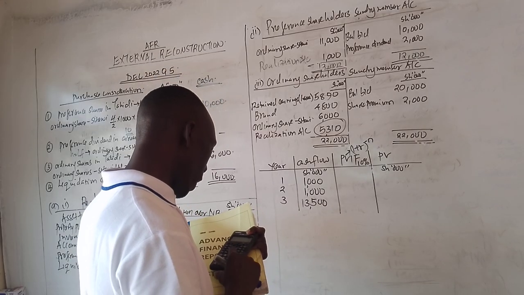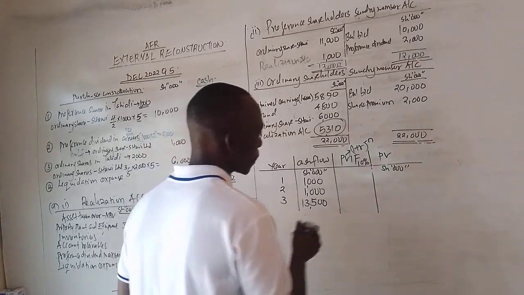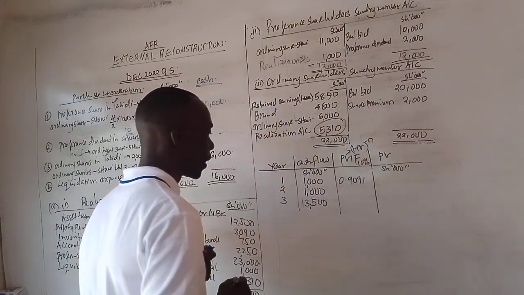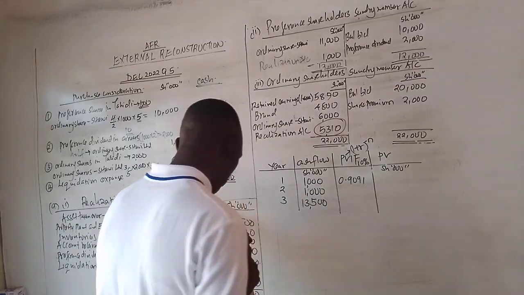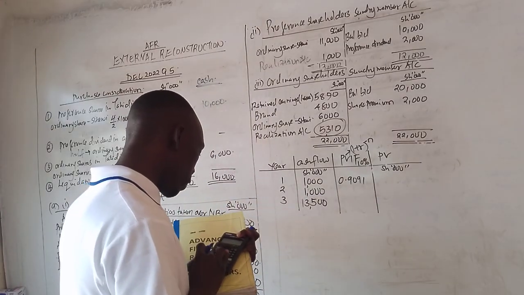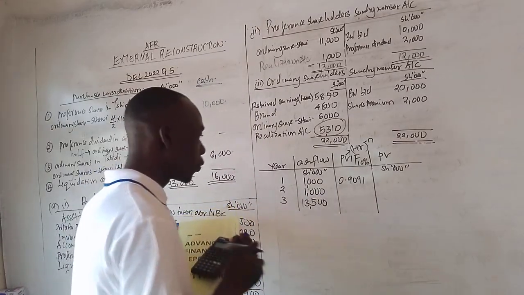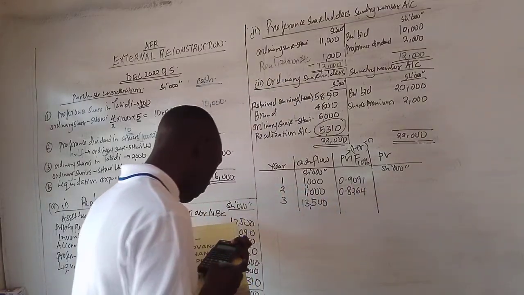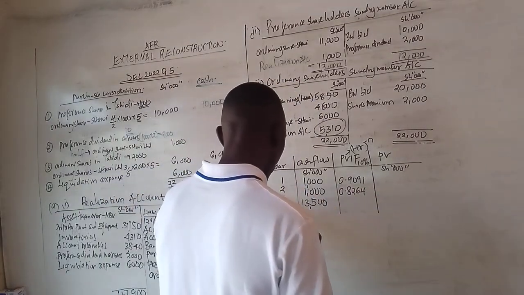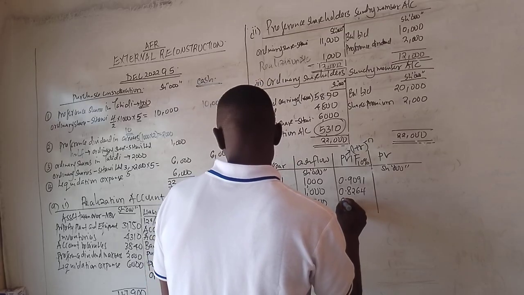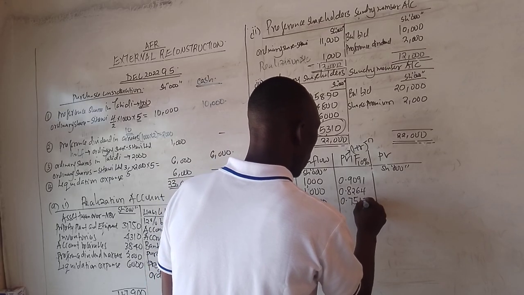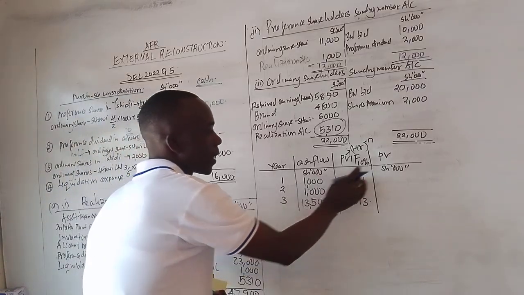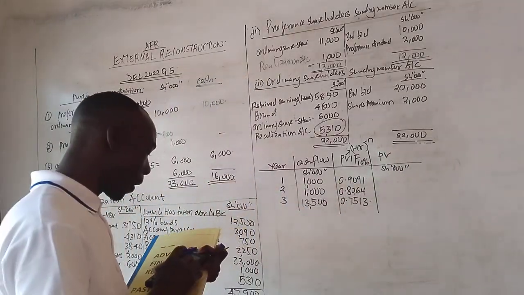So it is going to give us how much? The first case will be 0.9091. Then from there, you divide by 1.1 for you to get year 2. Year 2 is 0.8264. And then you can get year 3 by pressing equals, which is 0.7513. Then once you get that, let us get our present value here.